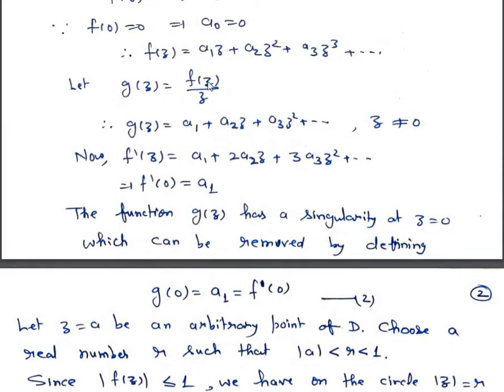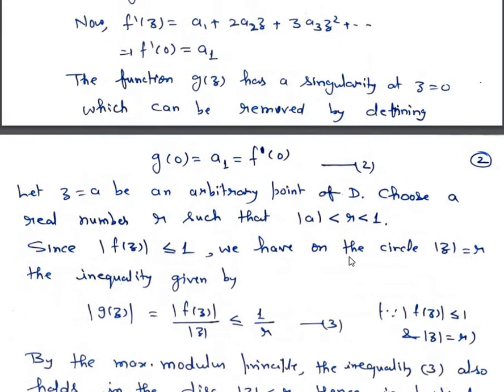Now because the function g(z) is f(z) upon z, this z is in the denominator, so the function g(z) has a singularity at z is equal to 0, which can be removed by defining g(0) is equal to a1. And what is a1? a1 is f dash 0. Now suppose that z is equal to a is an arbitrary point of D. Choose a real number r such that mod of a is less than r and which is less than 1.